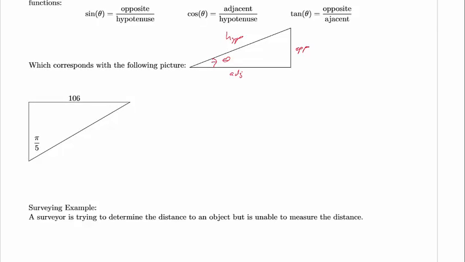Alright, so we want to go ahead and find everything for this triangle here. So we're going to go ahead and run through that. It is a right triangle, as you can see, and we've got an angle right here of pi over 5.